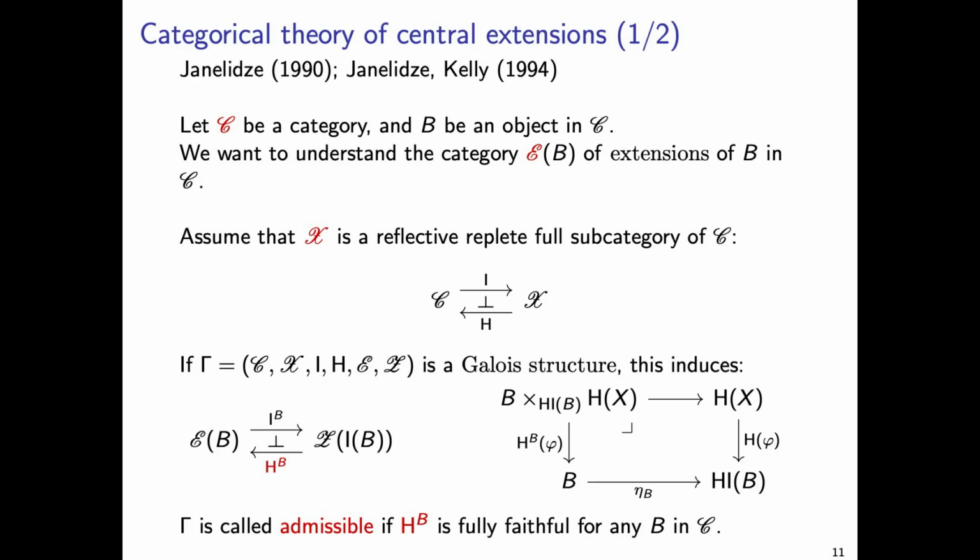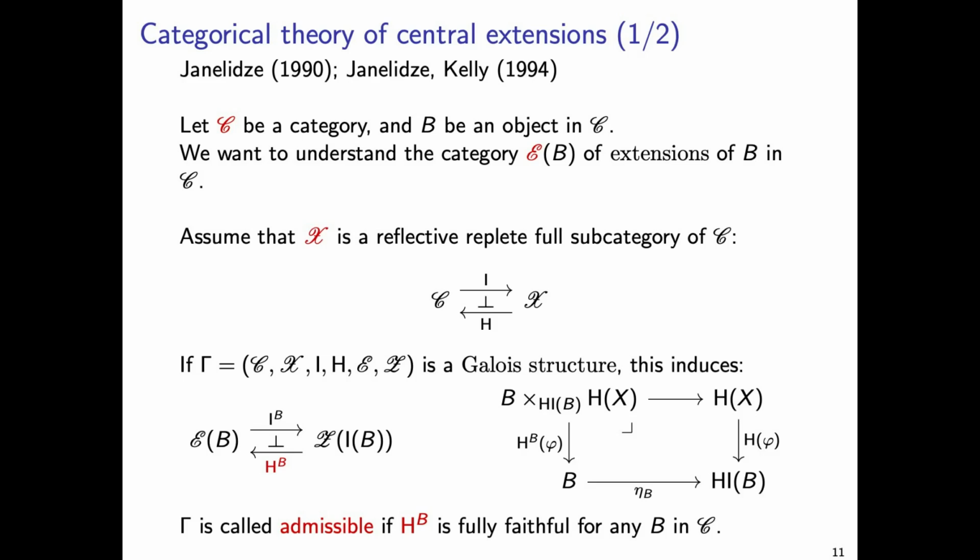And this is in general quite difficult to understand, but we can make use of a full subcategory of C, call it X, which we assume to be reflective with reflection I and inclusion H. And then if the data C, X, I, H, and the class of extensions E in C and a class of extensions Z in X assemble into a Galois structure, then this adjunction gives rise to an adjunction between the category of extensions of B in C and the category of Z-extensions of the reflection I of B.